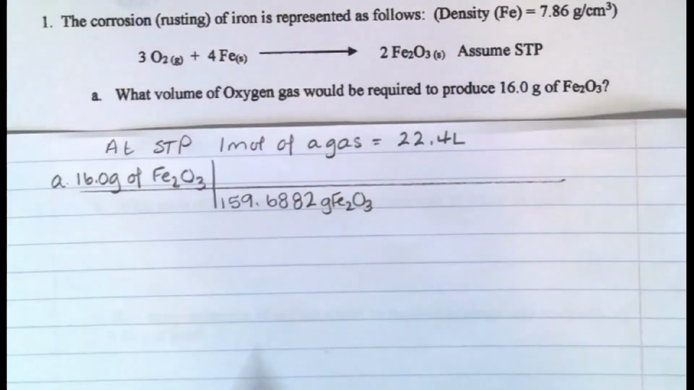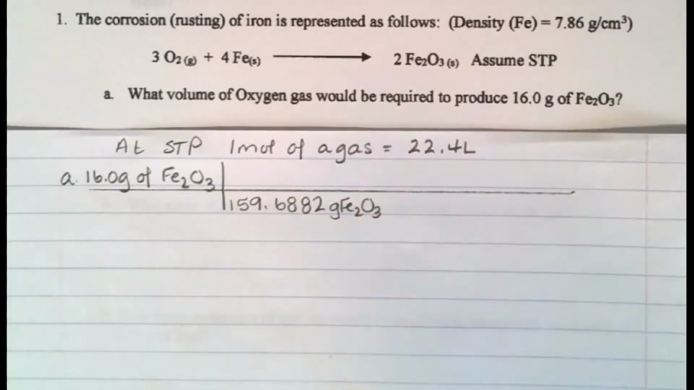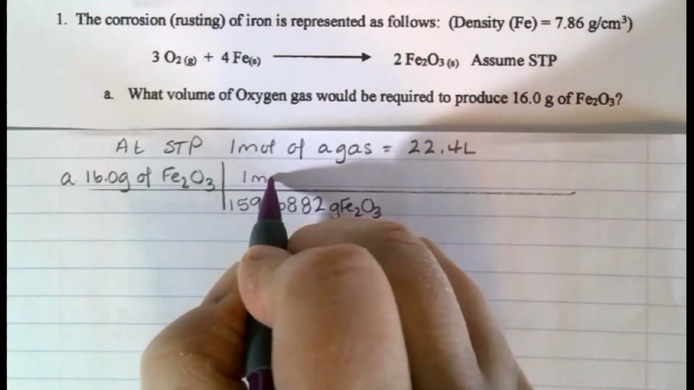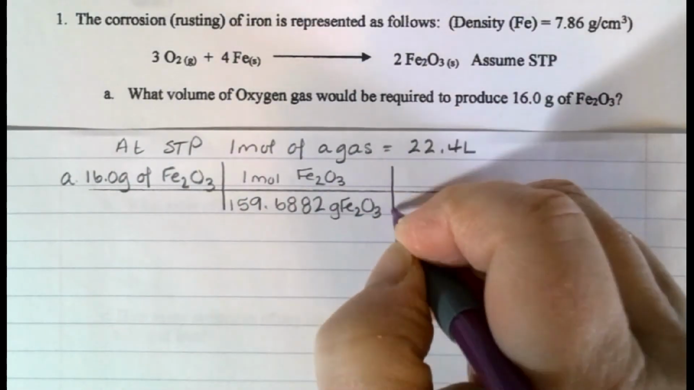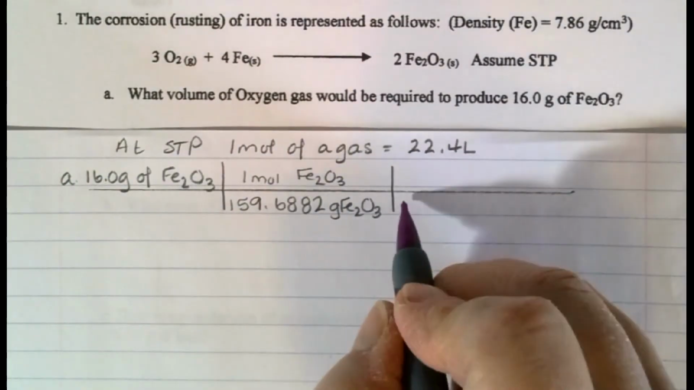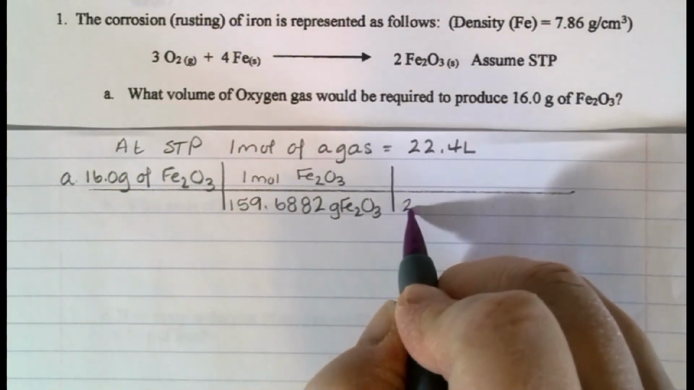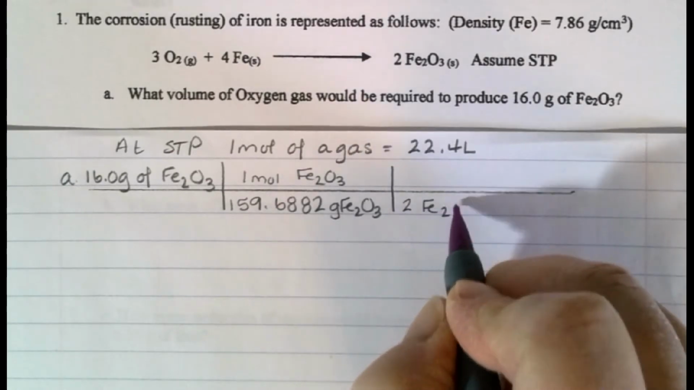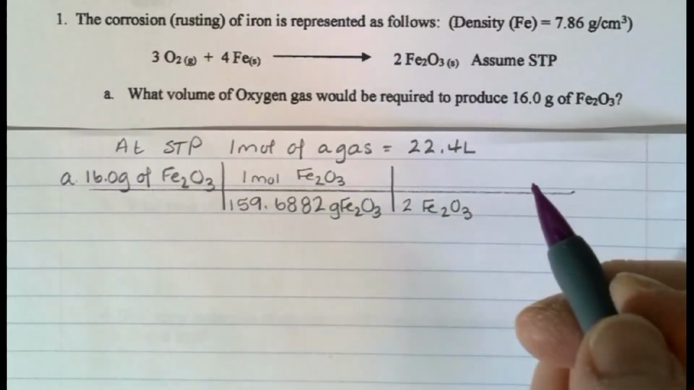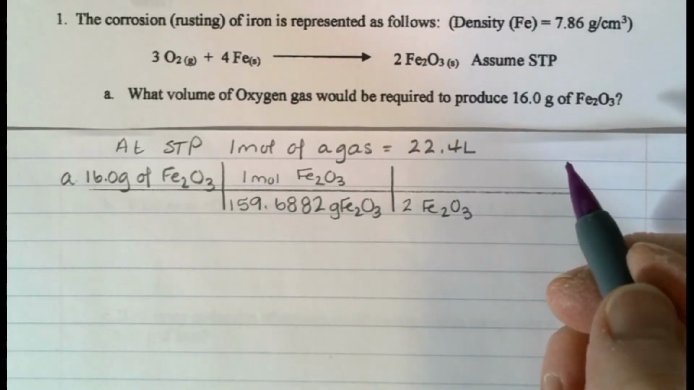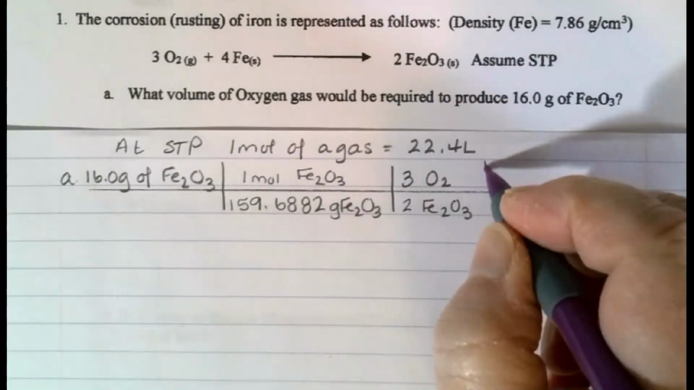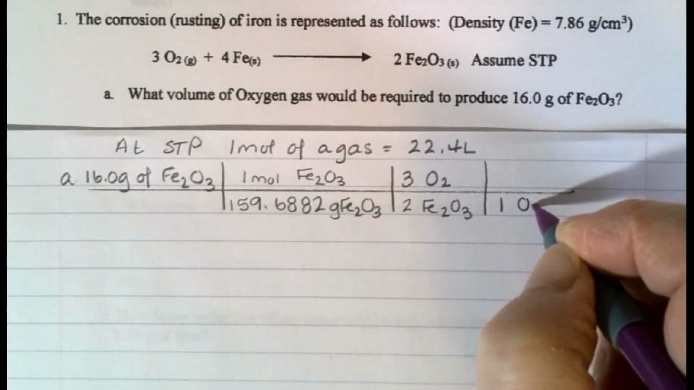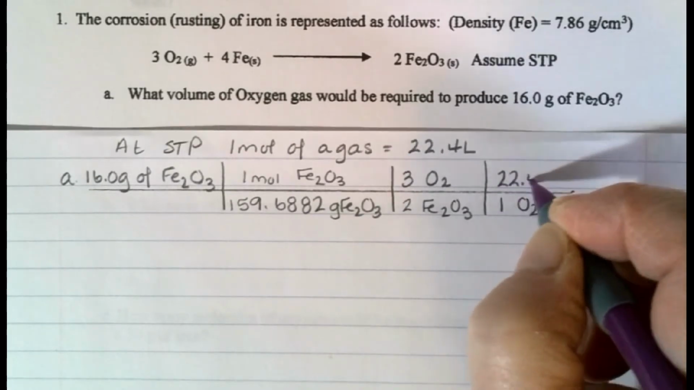If you want to stop and make sure that I did that math right, I know some of you like to check on that. This is 1 mole of it. Now we use our ratio within the equation, and I know that 2 moles of the iron 3 oxide require 3 moles of oxygen. And since it's at STP, we can immediately go from 1 mole of oxygen to 22.4 liters.